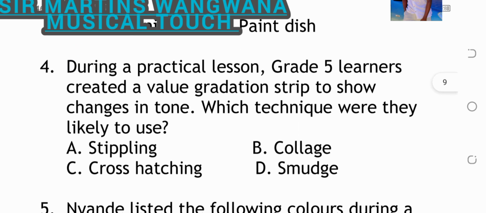Then number 4 says, during a practical lesson, grade 5 learners created a value gradation strip to show changes in tone. Which technique were they likely to use? So you can use numerals, but mostly the best one for a tonal gradation strip, you can use stippling, where you stipple many dots in one box, several, then scattered like that. Yeah, smudge can also apply, but not perfectly.